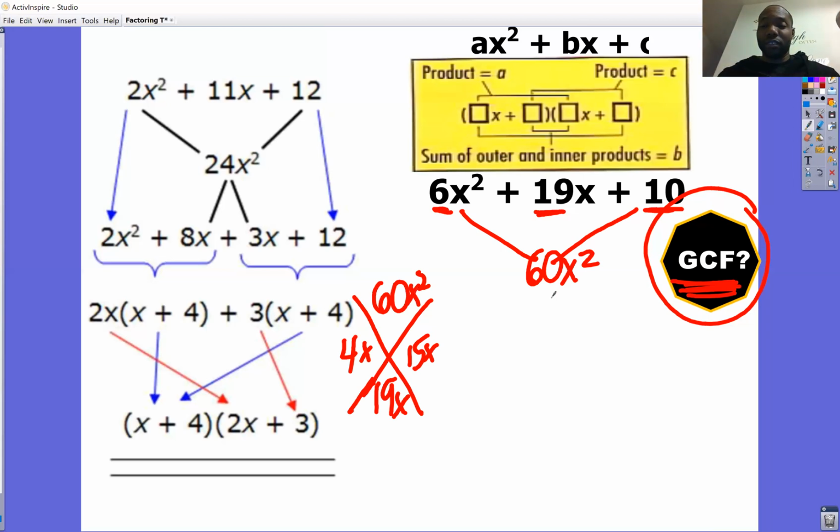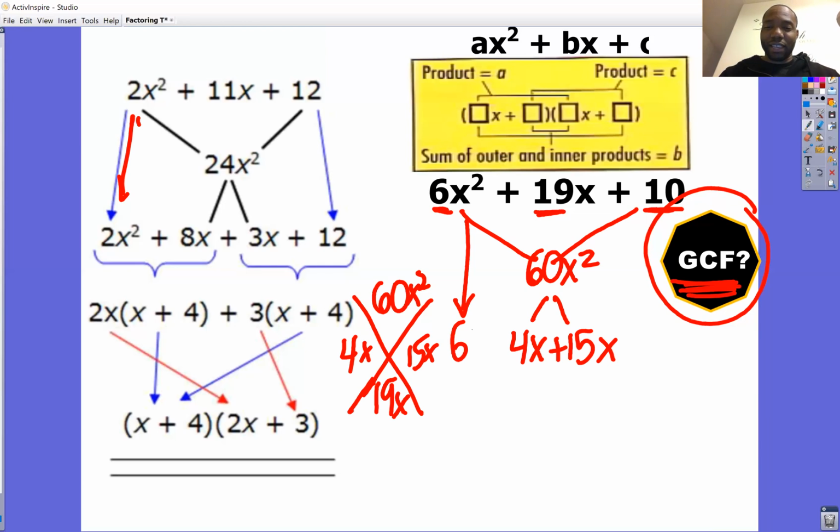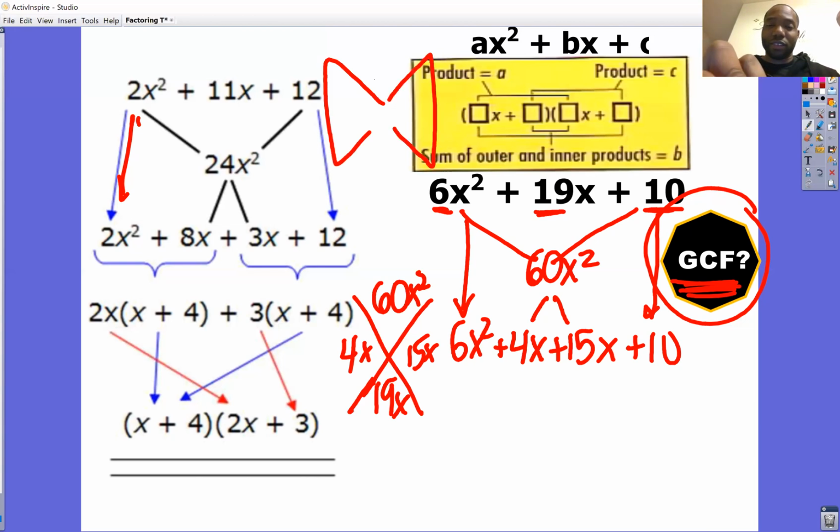All right, so I'm gonna break this down into 4x plus 15x. And what did the next step do? Got to form that wing. Bring down the 6x squared, add your plus sign because it's positive. That's the reason why we add the plus sign. Bring down your 10, add your wing. Y'all see the butterflies?